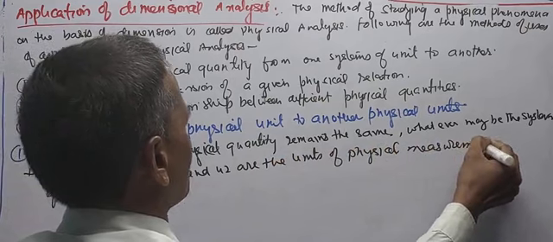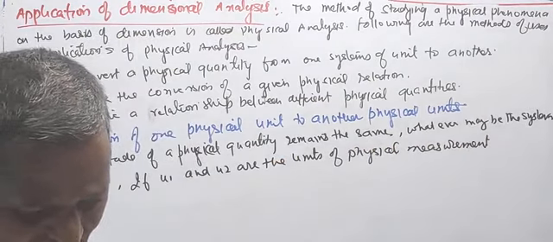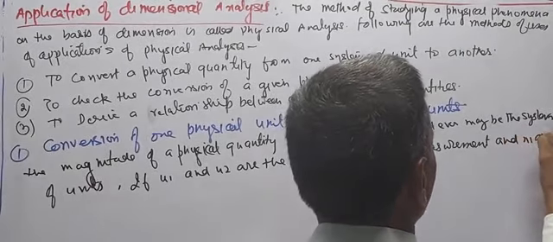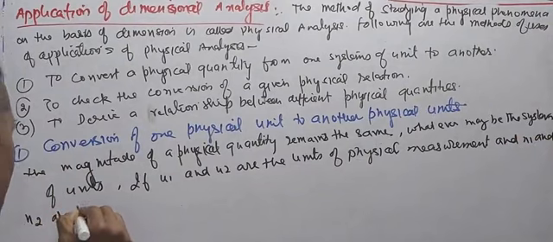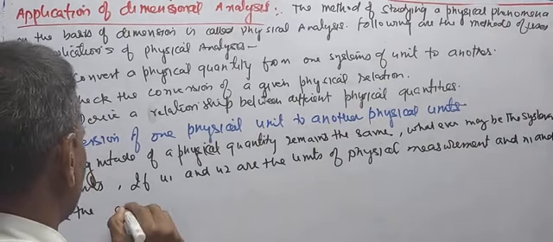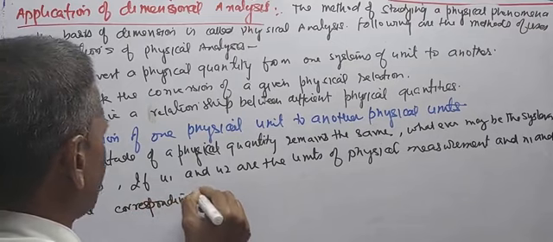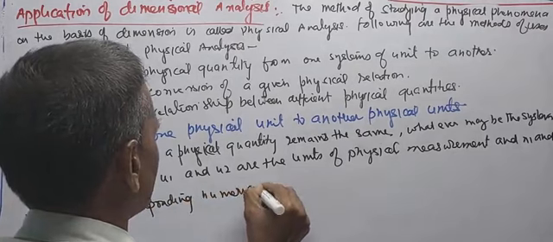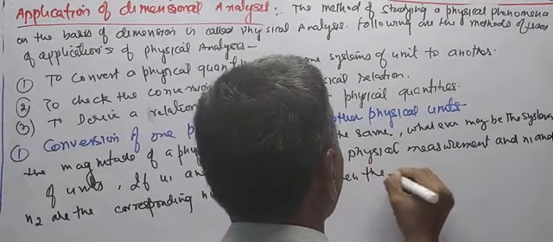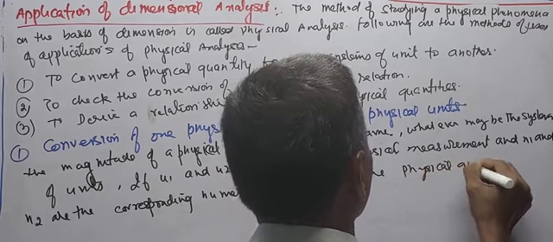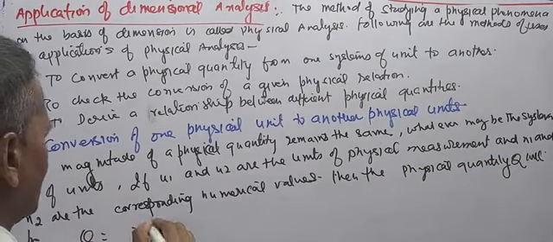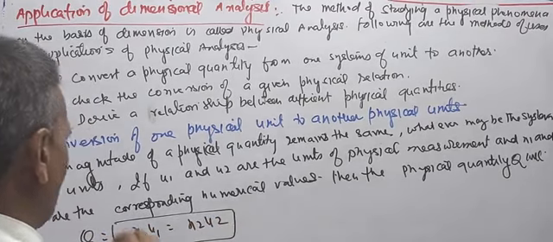If U1 and U2 are the units of measurement and N1 and N2 are the corresponding numerical values, then the physical quantity Q will be Q equal to N1 U1 equal to N2 U2.